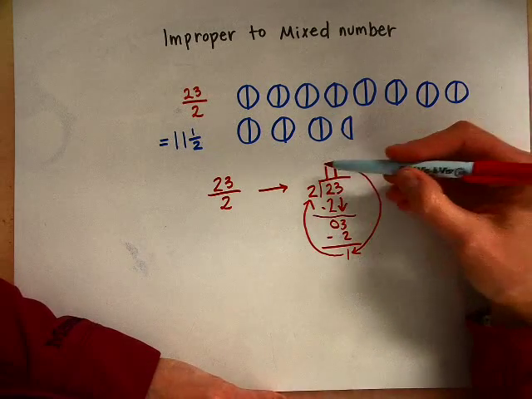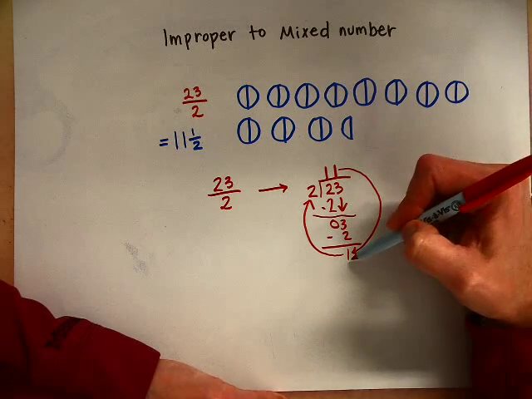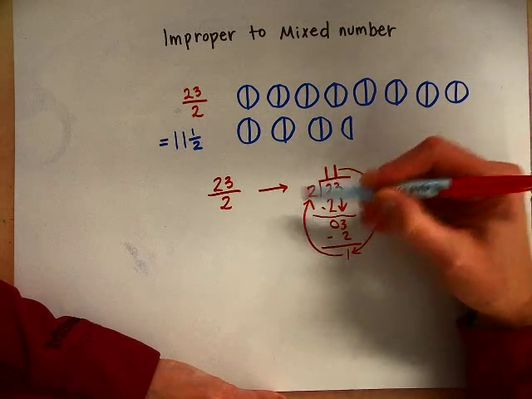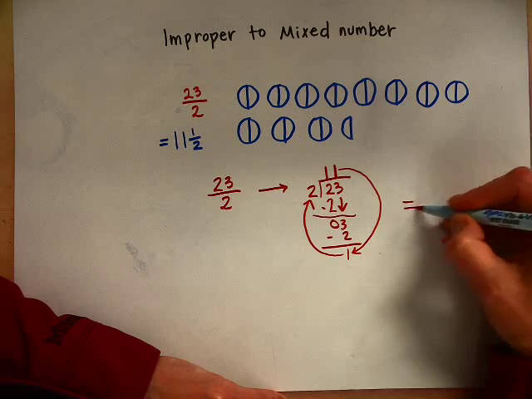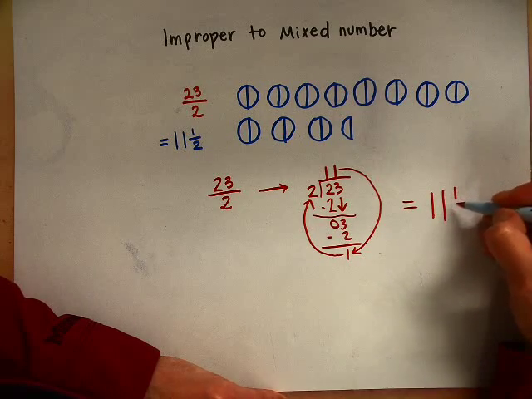The real meaning is that it's 11 and you get 1 left over, and that 1 is out of 2 that you were dividing with. So equals 11 and 1/2.